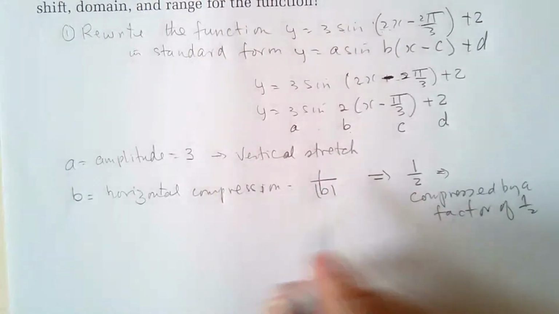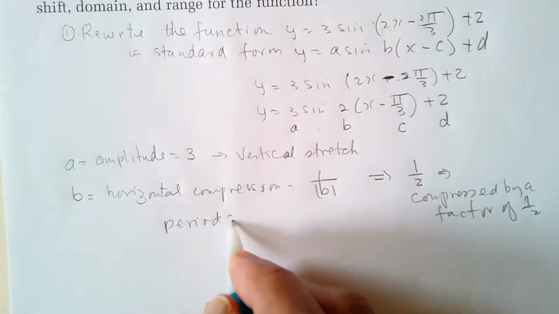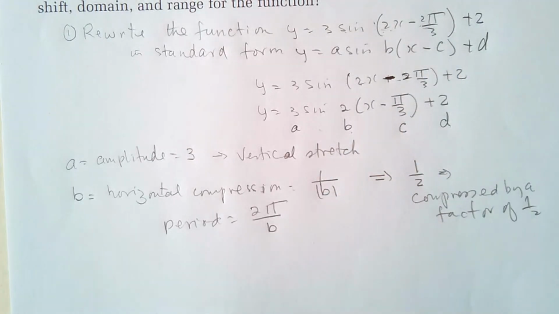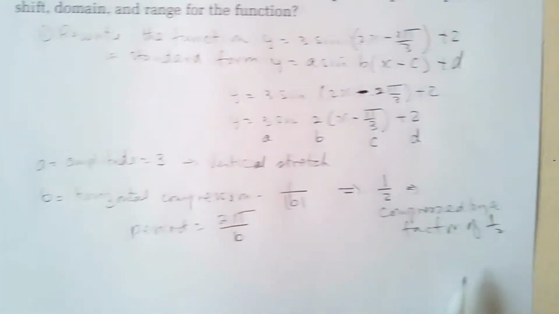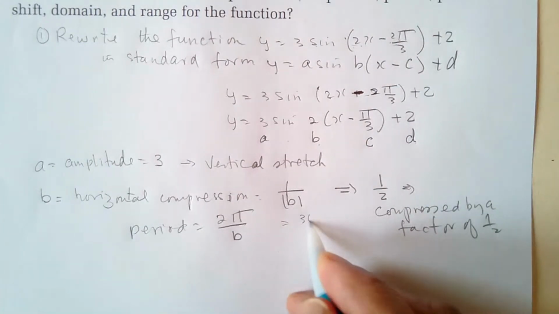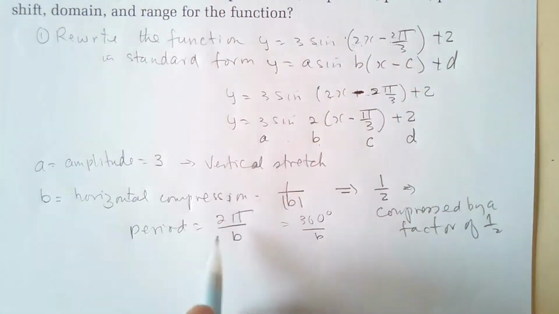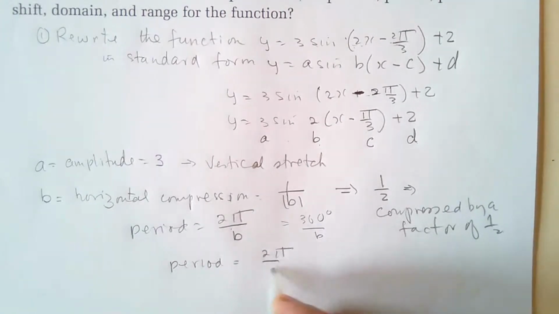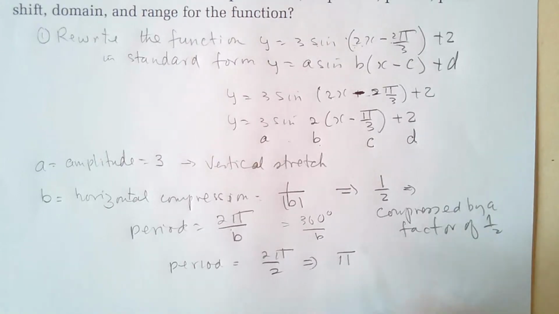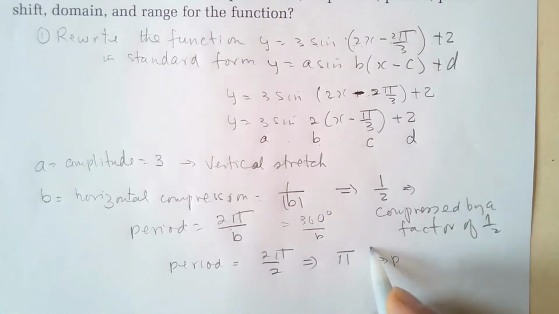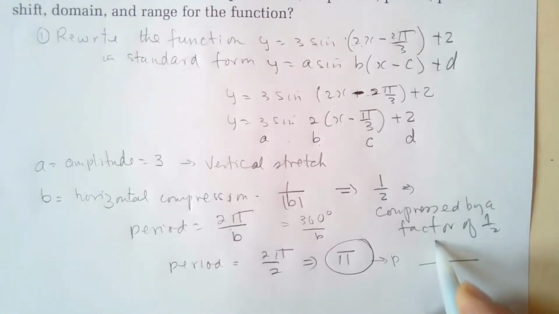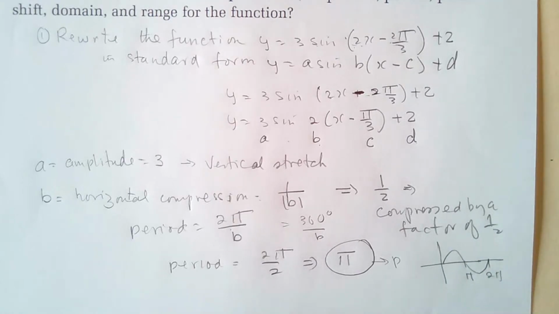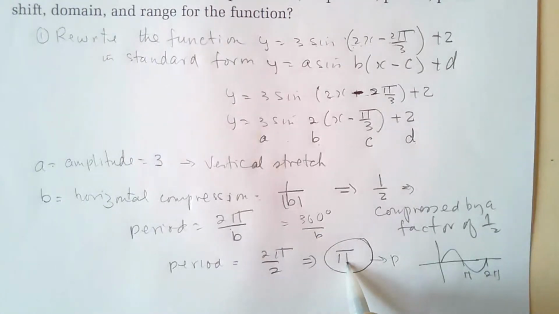In other words, the period now, remember period is equal to 2 pi over the B. So a regular sine graph has a period of 2 pi, or 360 degrees. Since we're working in radians, we'd stick with radians. So the period now is 2 pi over 2, which is equal to pi. So now this function has a period of pi. A regular sine function has 2 pi as a cycle, but now we're looking at 1 pi.